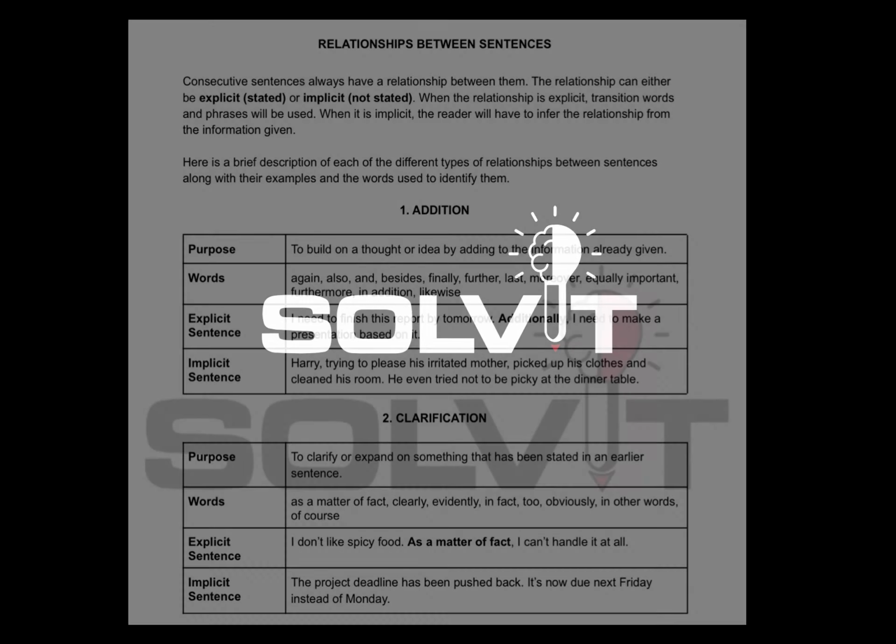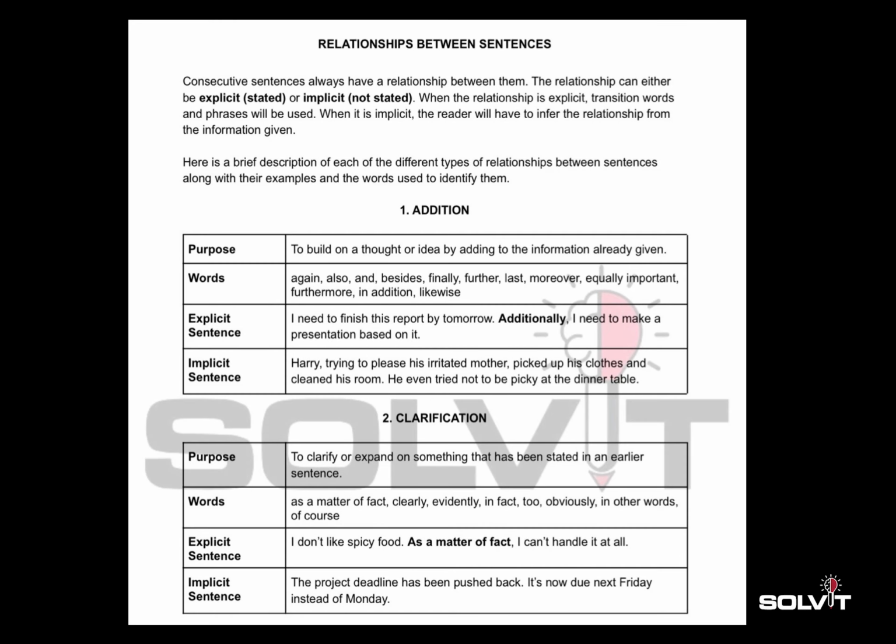So in today's video, we're going to be studying relationships between sentences. In your admission test, there will be some questions that will ask you to identify the relationship between two sentences. And so today we're going to study the different types of relationships that can be found between sentences. There are about 9 different types, so I'm going to go through them one by one with you.